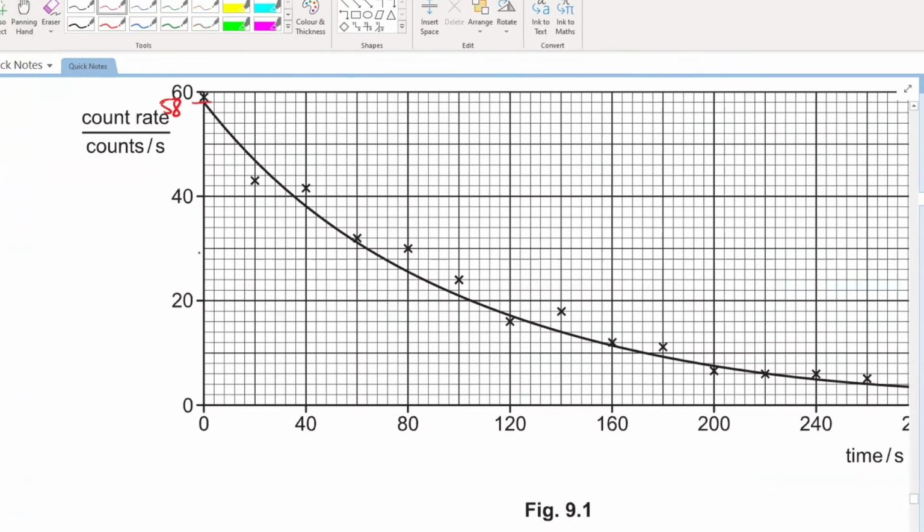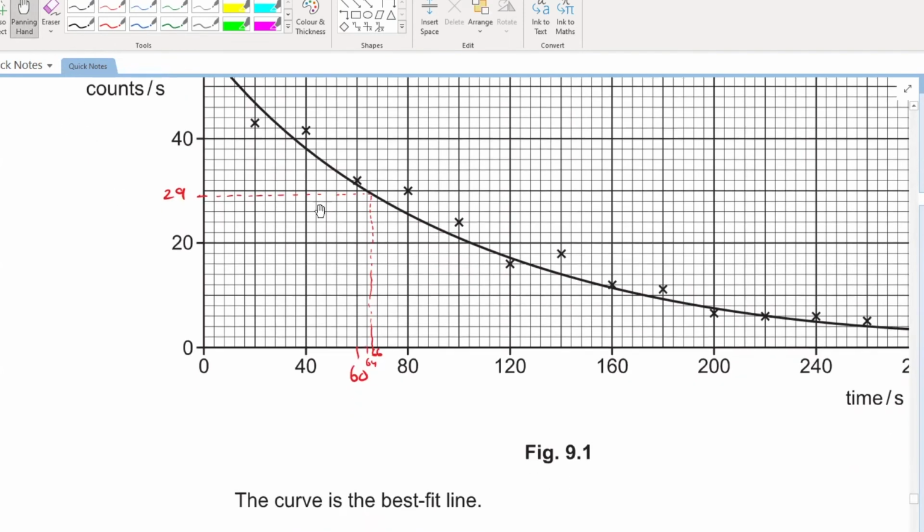A count rate of 29 is somewhere here. So you can see, yeah, this will be your time. ये बेटा 60 seconds है. This will become 64. Middle value will be 66. So the half life is 66.